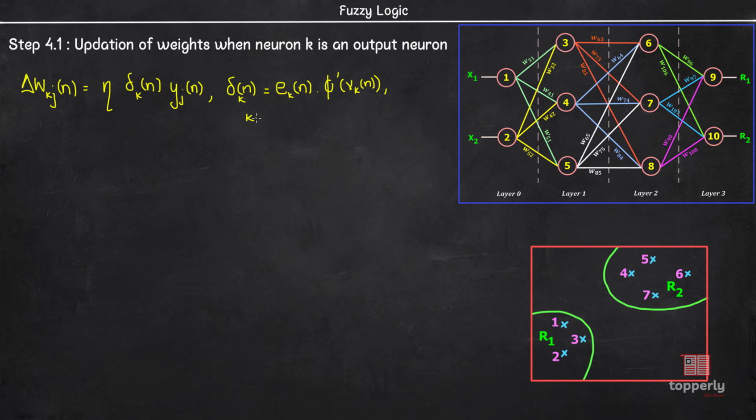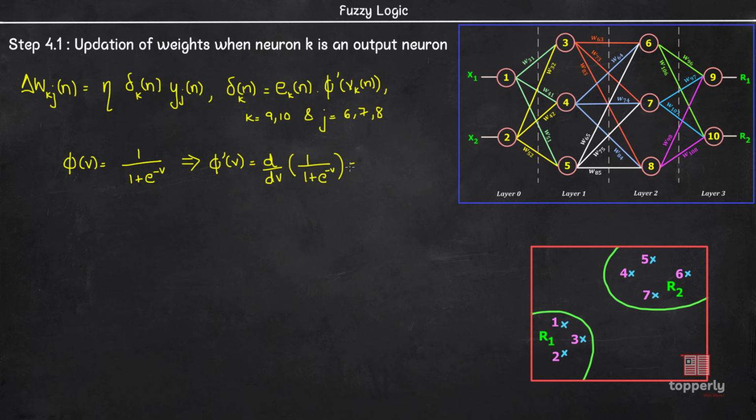Also here k is equal to 9 and 10 and j is equal to 6, 7 and 8. Now initially we have defined phi of v is equal to 1 by 1 plus e raised to minus v. Therefore phi dash v is equal to d by dv of 1 by 1 plus e raised to minus v, which is equal to e raised to minus v by (1 plus e raised to minus v) the whole square.